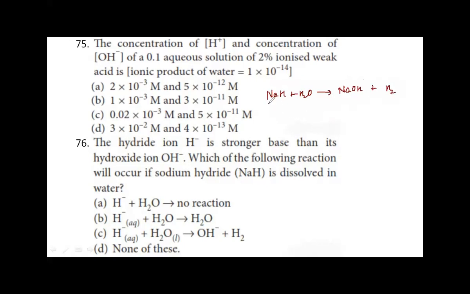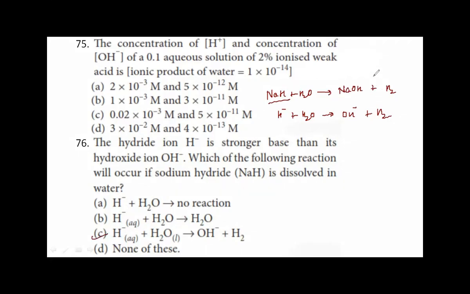Or I can write it like this. In NaH, what is the hydride ion? It is H minus, correct? From this, plus H2O will give me NaOH, which means OH minus ion, plus H2. So which is the correct option? H minus plus H2O gives OH minus plus H2. So option C is the correct option.